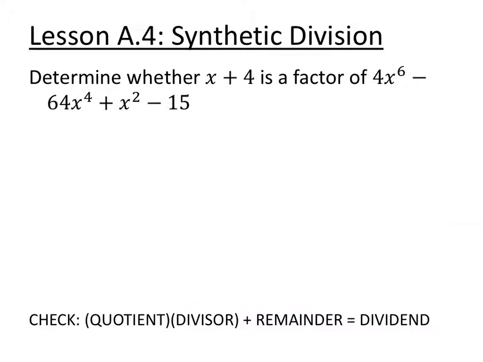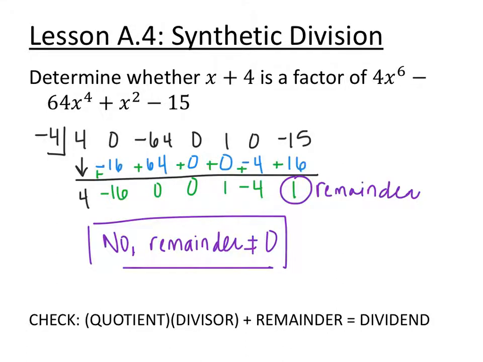So try this one. Determine whether x plus 4 is a factor of 4x to the 6th minus 64x to the 4th plus x squared minus 15. To set up my synthetic division, whatever makes your linear factor equal to 0 goes in the box, so negative 4, and then all your coefficients, including any missing terms. So 4x to the 6th plus 0x to the 5th minus 64x to the 4th plus 0x cubed plus 1x squared plus 0x minus 15. And then bring down your leading coefficient.